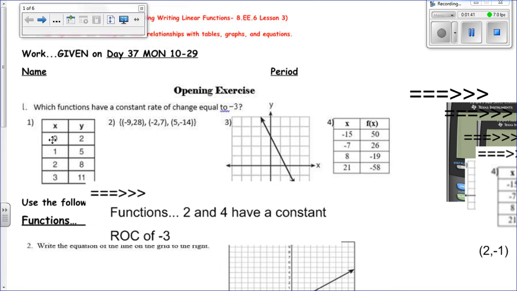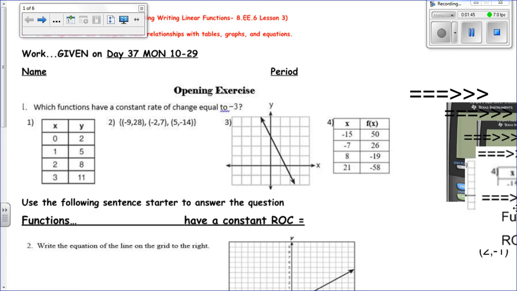Let's consider a question. So here we are. Put away some of my keys here. We got 1, 2, 3, and 4 items to consider. And we're looking for what? The ROC. What is ROC? The rate of change. What are we looking for in the rate of change? We're looking for a -3 value.